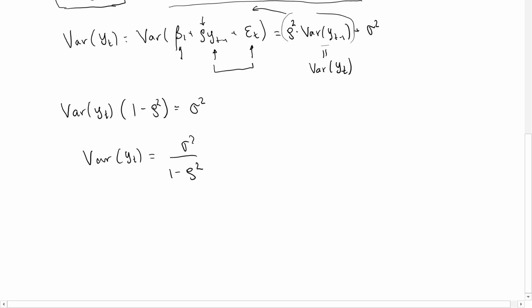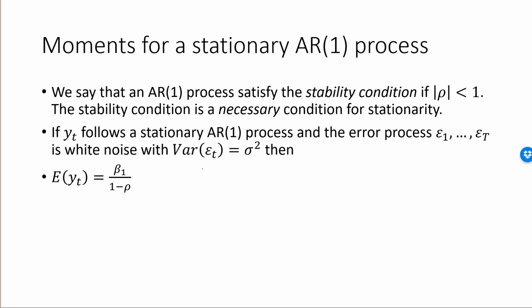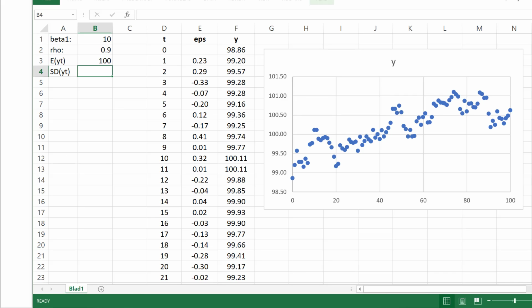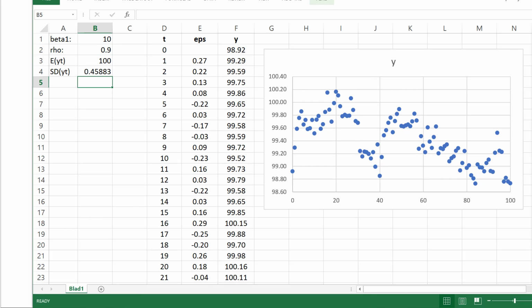We also have this stated in the presentation. So the standard deviation of y_t is equal to sigma divided by the square root of 1 minus rho squared. In the simulation, I used sigma equal to 0.2, so 0.2 divided by the square root of 1 minus rho squared. That's the standard deviation of y_t.